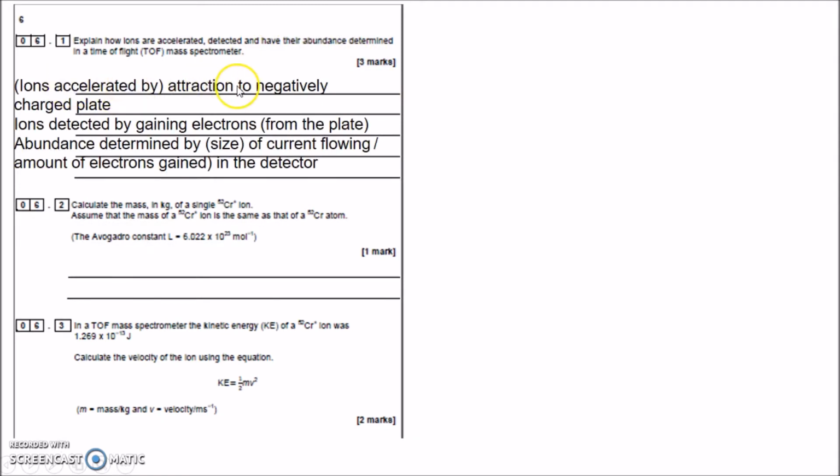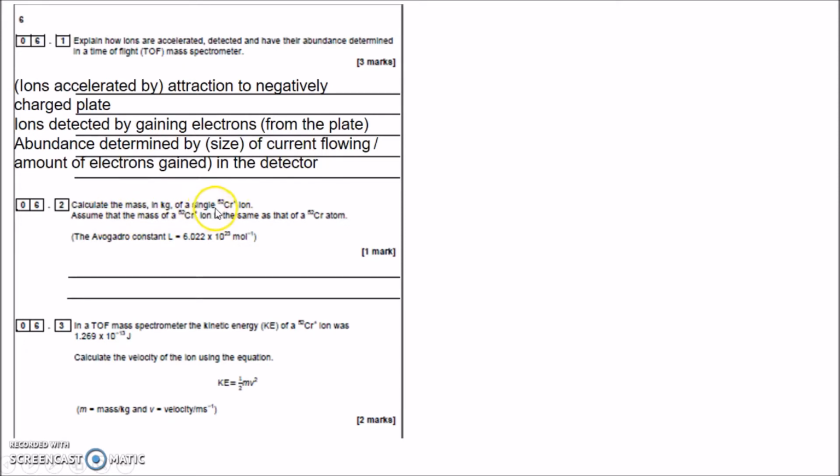So the ions are attracted to negatively charged plates. The ions are detected by gaining electrons from the plate. So when they hit the plate, the plus charged ions get their electron back and turn back into atoms, and their abundance, the amount of them, is found out by the size of the current that's detected on the plate, or the number of electrons gained on the detector. So when they hit the detector, positively charged ions get their electron back, and depending on how many hit the detector plate, we can detect the current flowing, and that tells us how many have hit the detector plate.